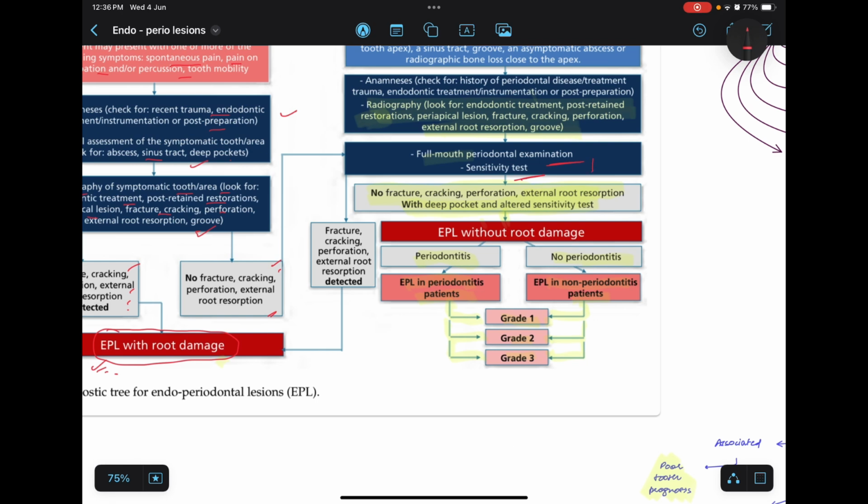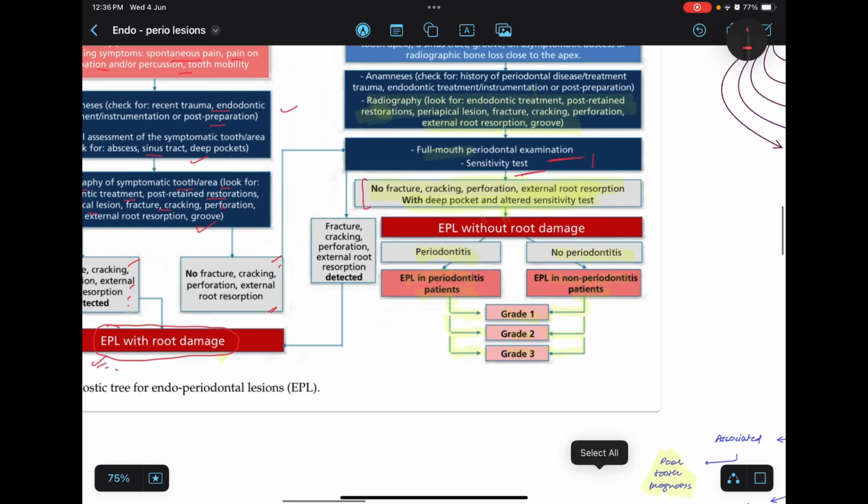Now here, what do you see? If you don't see any of these: fractures, cracking, perforation, external root resorption, or a deep or altered sensitivity test, then it is EPL without root damage. In that case, either periodontitis could be there or not. If it is there, then EPL in a periodontitis patient, you again classify into grade 1, grade 2, grade 3 that we covered earlier. And in a non-periodontitis patient, again grade 1, grade 2 and grade 3.